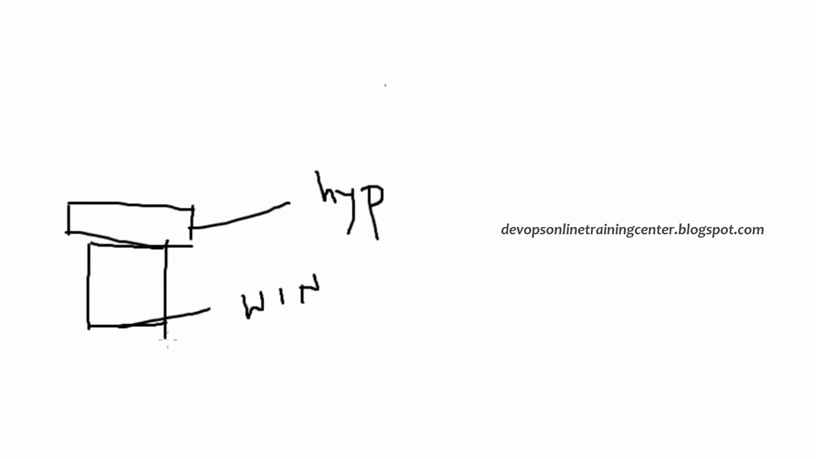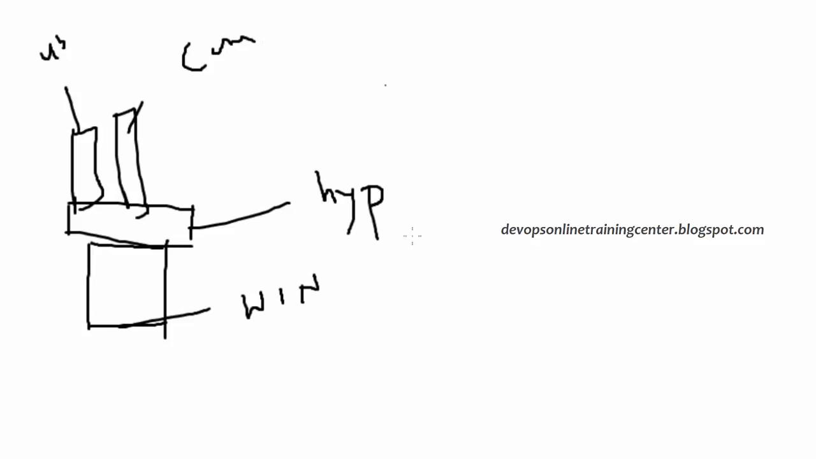Okay, so this is the Windows laptop. On top of that, we are installing the hypervisor. On top of that, we are creating the VMs. Right, so let us say these are the VMs. So here one is Ubuntu, the other is CentOS.